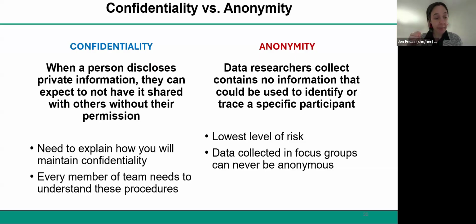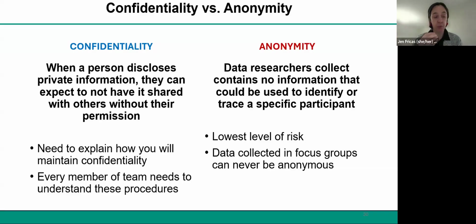So while anonymity provides the lowest level of risk of a data breach, it's often not feasible, right? When absolutely no direct identifiers are collected from participants, you may be able to assure anonymity. An example of this might be an online survey in which no names or other demographic data was collected and the participants' IP addresses were not tracked.